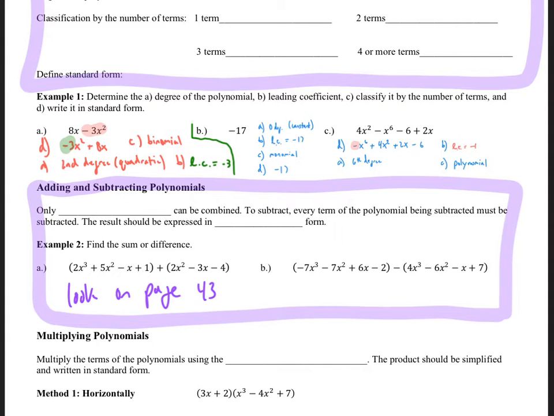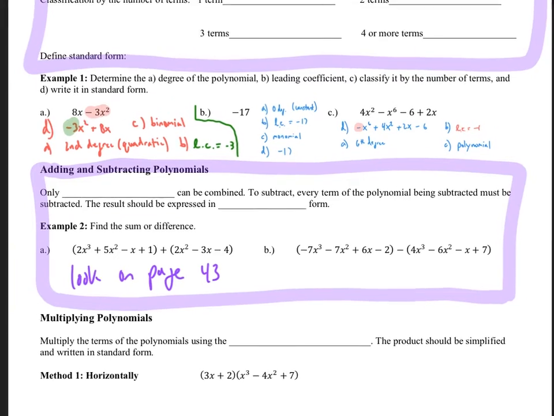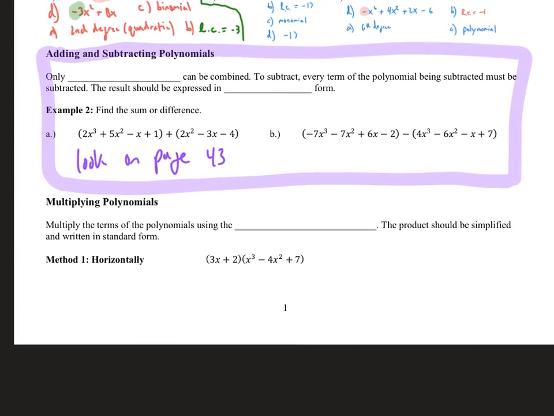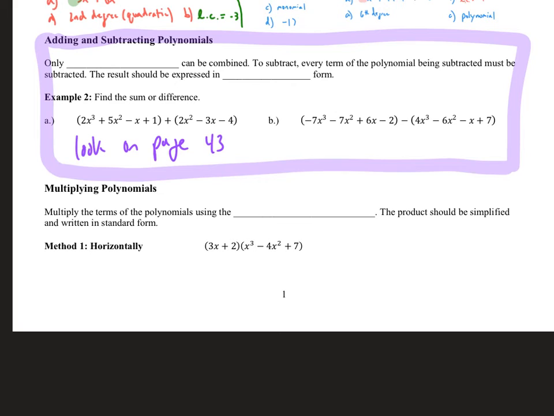Adding, subtracting polynomials, again, something you guys have done a bunch. Here's a little bit to fill in, and then a couple quick examples to do. So nothing that should be too difficult for you. Look on page 43 if you need any help there. And then moving on to multiplying polynomials, again, something you've done a bunch of. When you multiply the terms of a polynomial, we are going to be using the distributive property, which should not be too surprising.